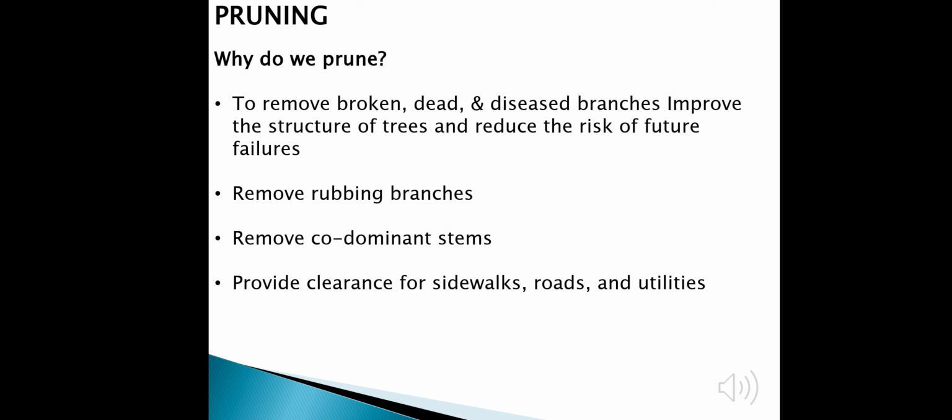Next is pruning. Why do we prune? That is to remove broken, dead, diseased branches to improve the structure of the tree and reduce the risk of future failures of the tree. They can remove rubbing branches and they can remove codominant stems, provide clearance for sidewalk and road and utilities.